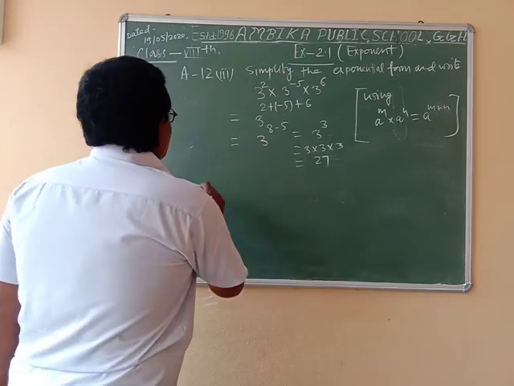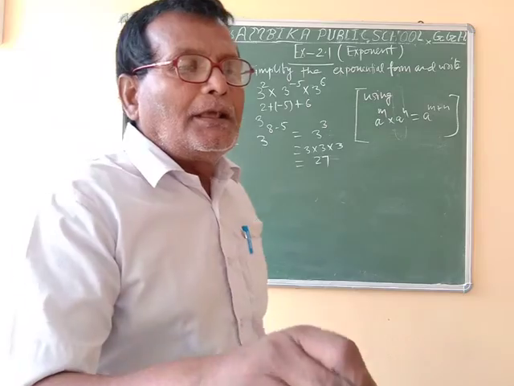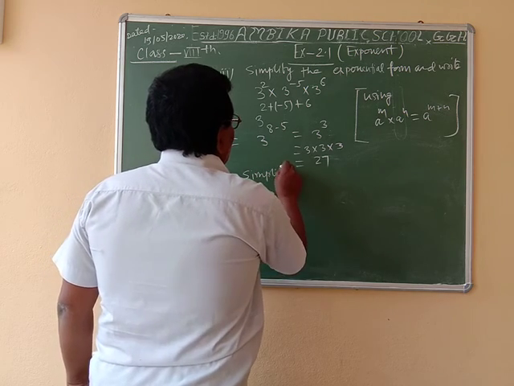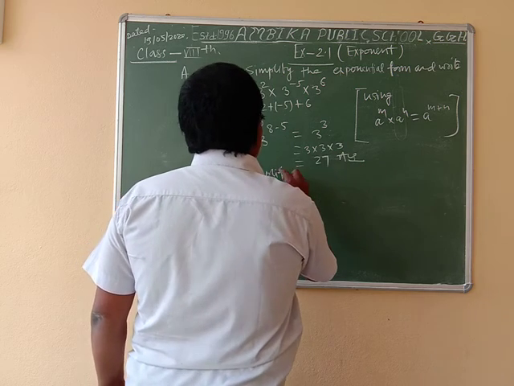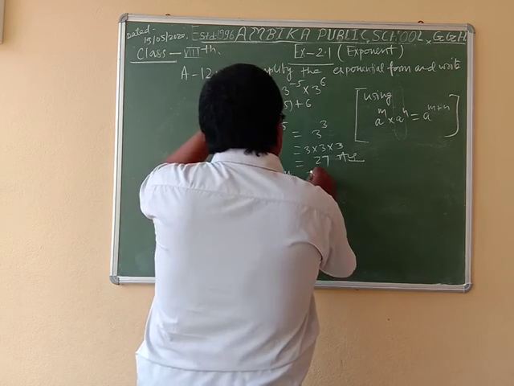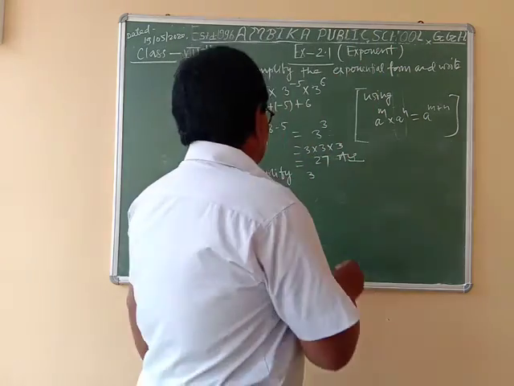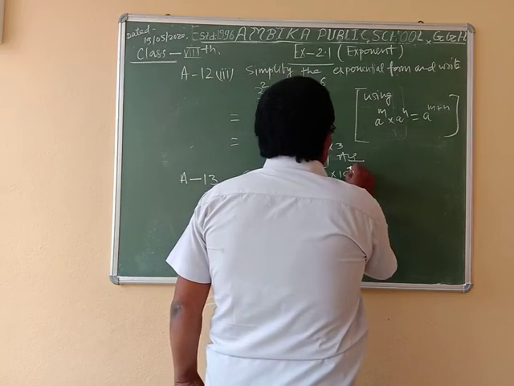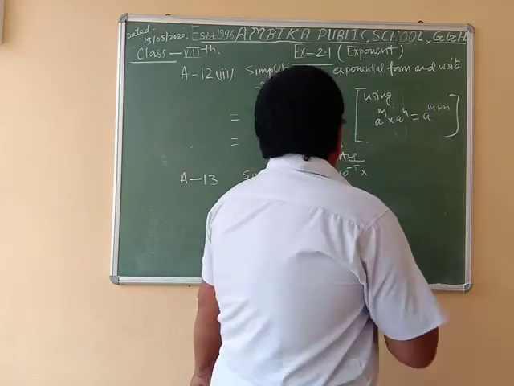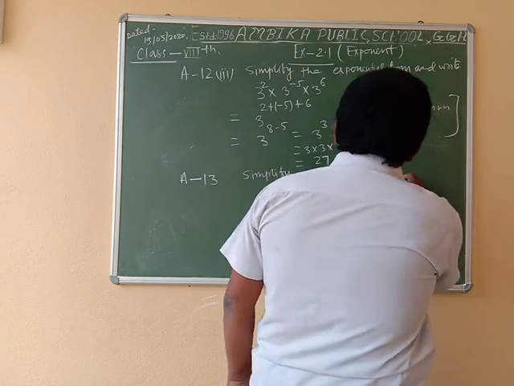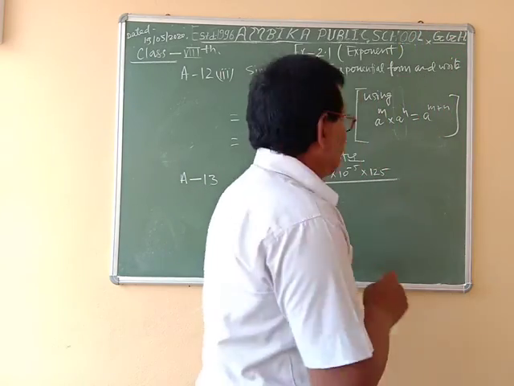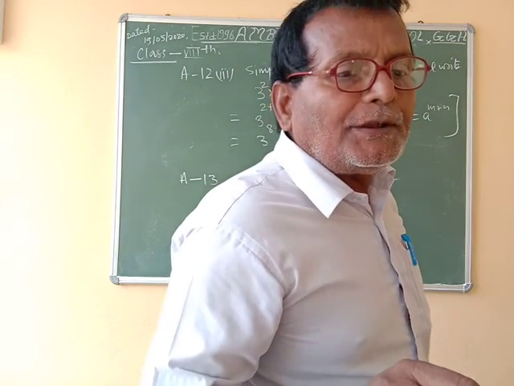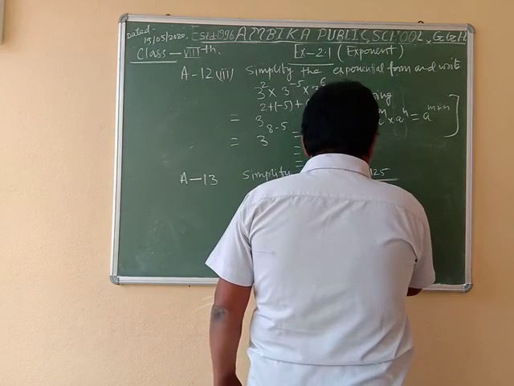30 number question is, in 30 number question, simplify 3 to the power minus 5 into 10 to the power minus 5 into 125 divided by 5 to the power minus 7 into 6 to the power minus 5.